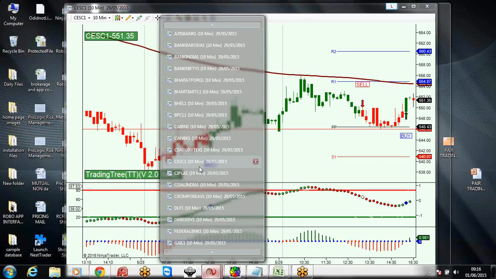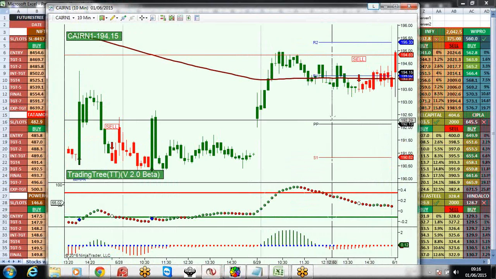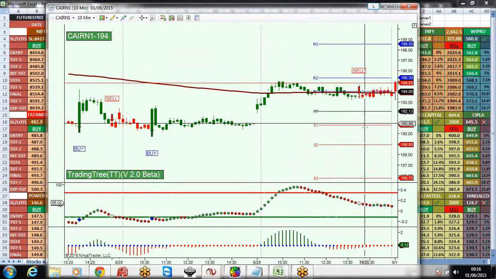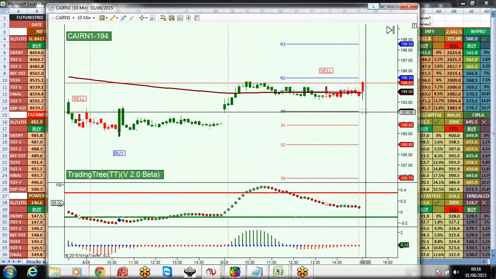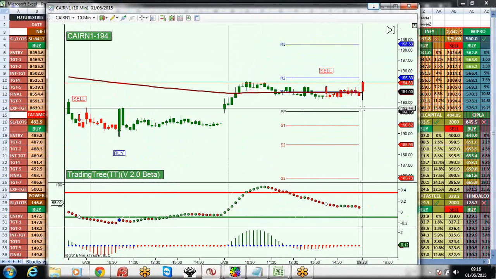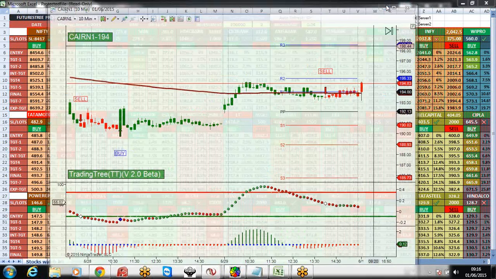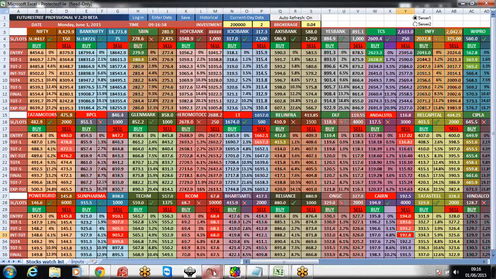that is the TradingTree application. Now let me just show you Kane. You can see that it's a huge price difference on this particular scrip. So we had some calls.